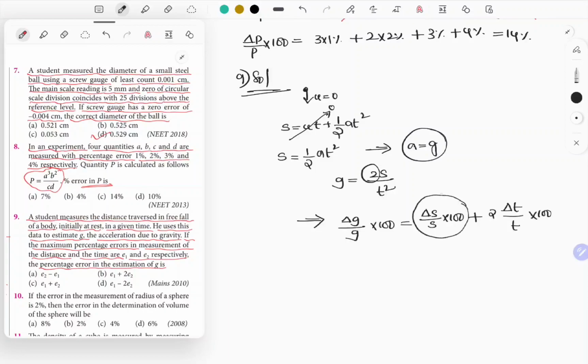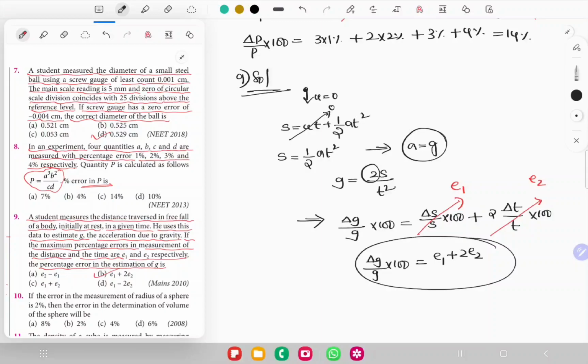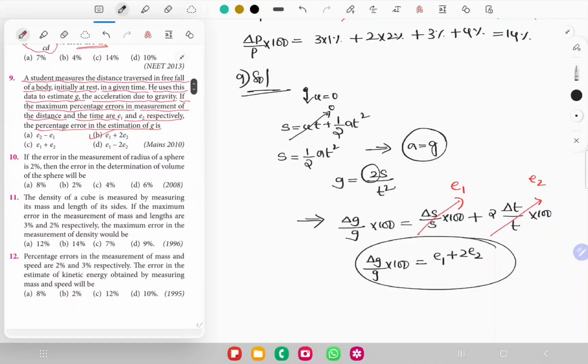And they said the percentage error in measurement of distance is equal to E1 and error in measurement of time is E2. And the final answer that we are going to get here, delta g by g into 100, is equal to E1 plus 2 times E2. Look at the option which is going to match here. Option B is the correct answer. Check out, guys. Hope you understood.